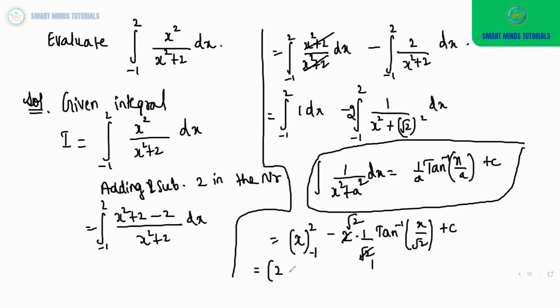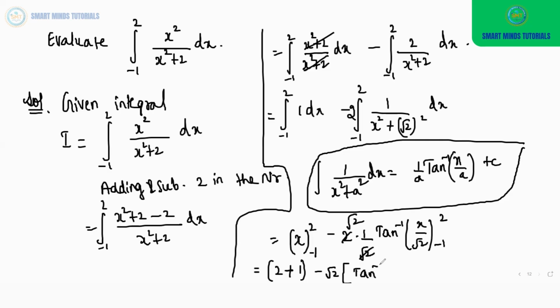First apply the upper limit, minus. Now apply the lower limit. Lower limit is minus 1. So minus of minus is plus. Minus root 2 tan inverse of x by root 2. Don't write plus c here because it is a definite integral. We are applying the limits. So here also it is minus 1 to 2. So here we will apply the limit now.